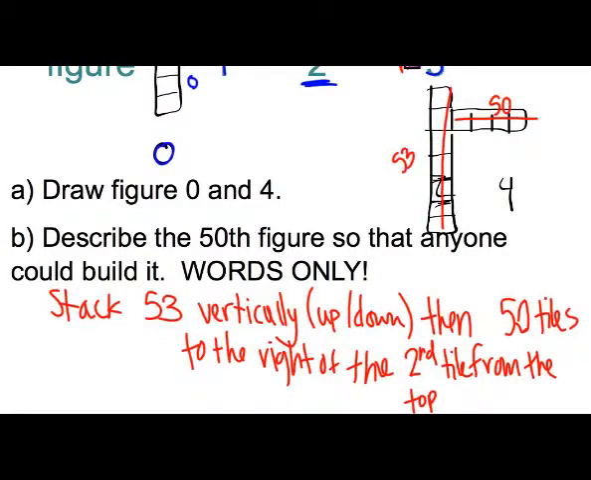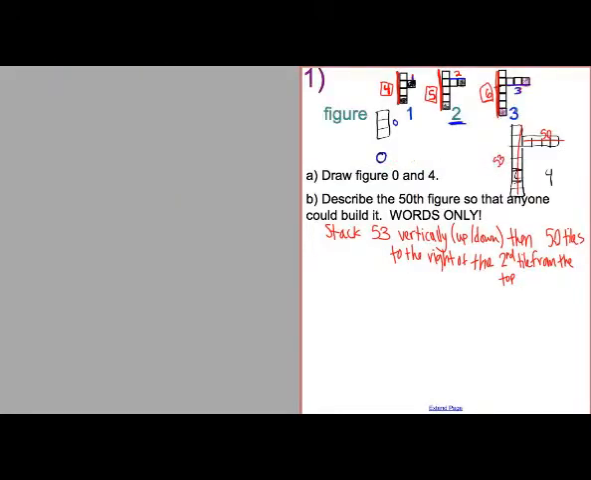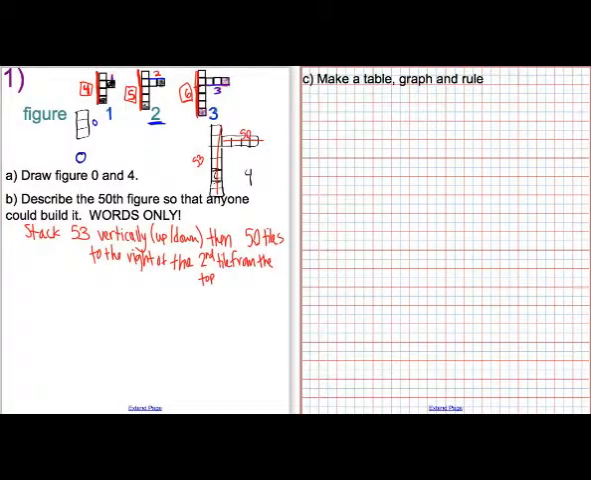So do your best with those descriptions, and make sure that you ask lots of questions if you're not sure if your description's good enough. That will be on your grad standard. So now that we've answered the first two parts, we're asked to make a table, graph, and rule. A couple of reminders: the table is always going to be the figure number and the number of tiles. So X is the figure, and Y is the tiles. I have figures 0, 1, 2, 3, and 4.